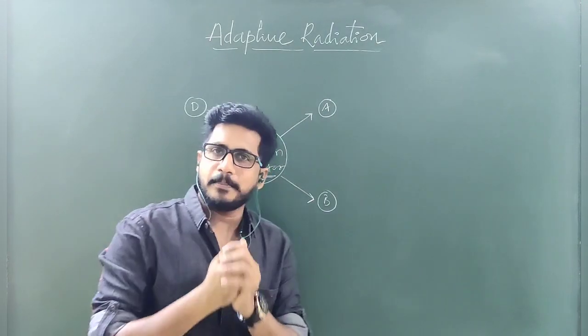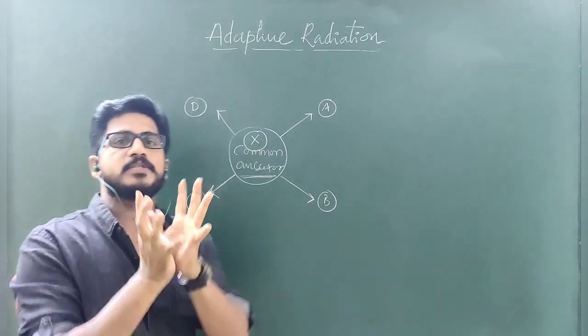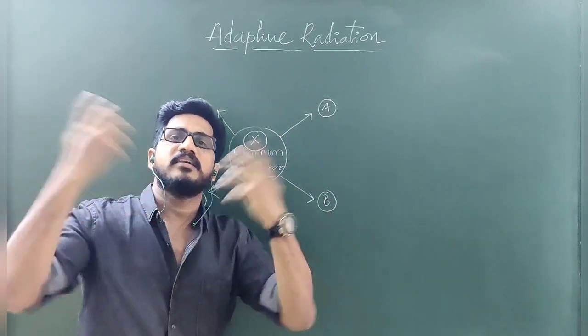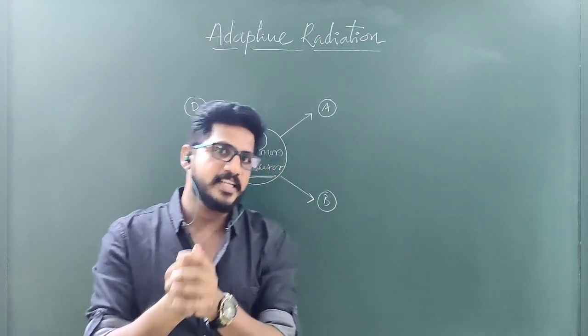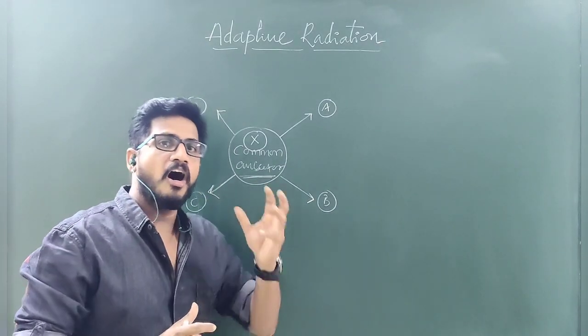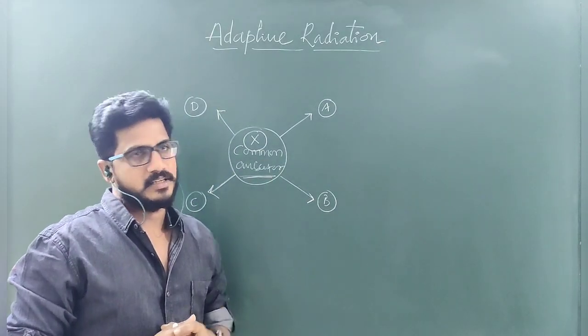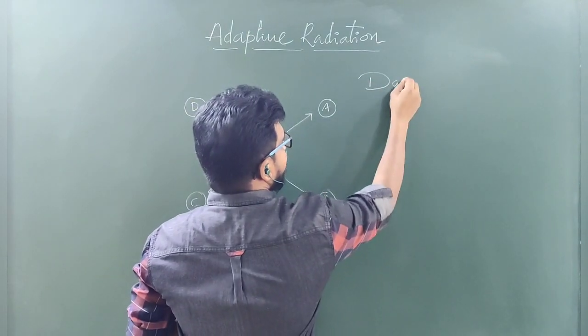Unless a problem comes, the common ancestor cannot radiate. Radiate means they distribute, just like how the sun rays are distributed. That is why it is called sun radiation. So the species are coming through radiation after some adaptations. For this, I will give you an example: Darwin finches.